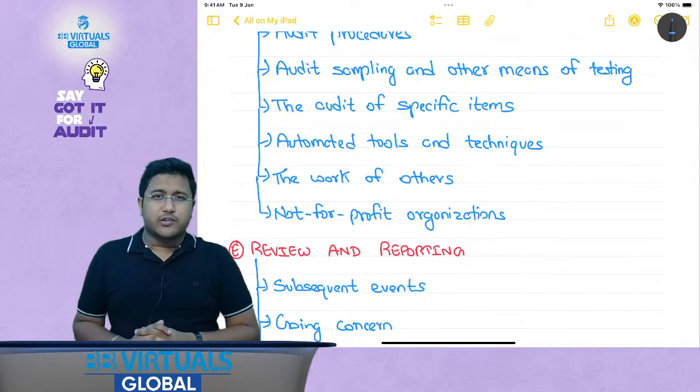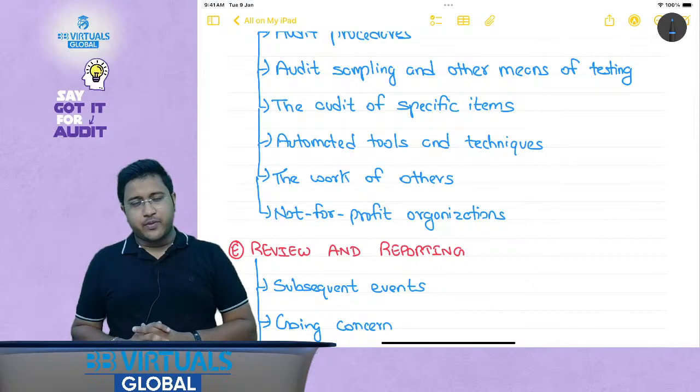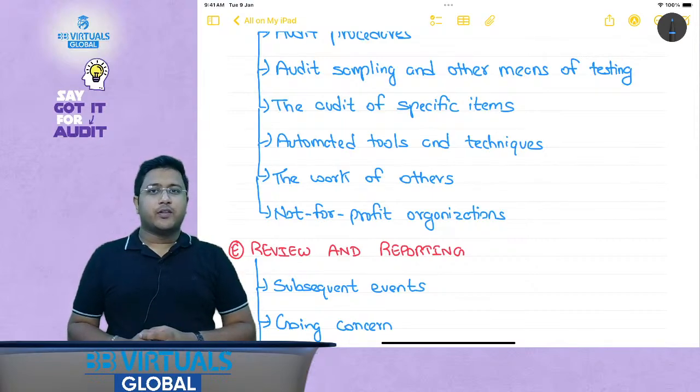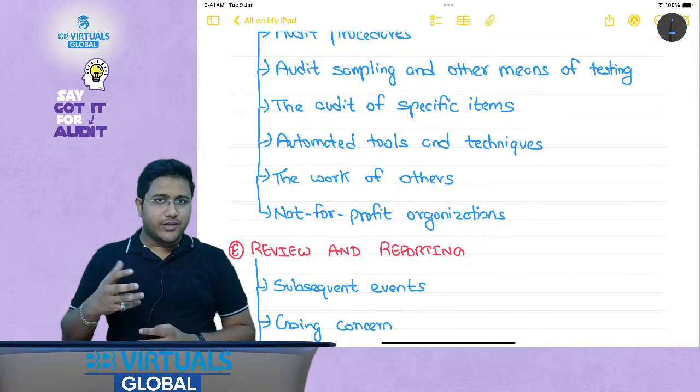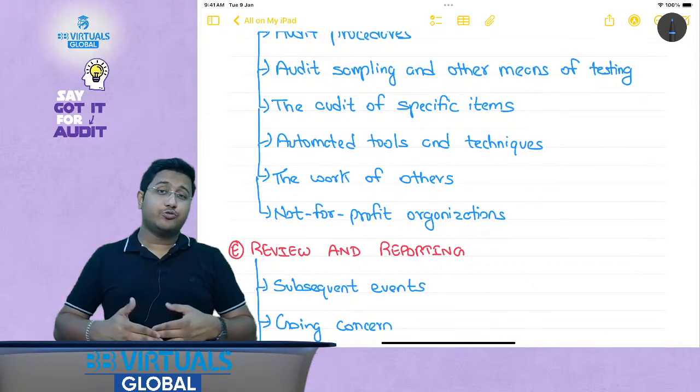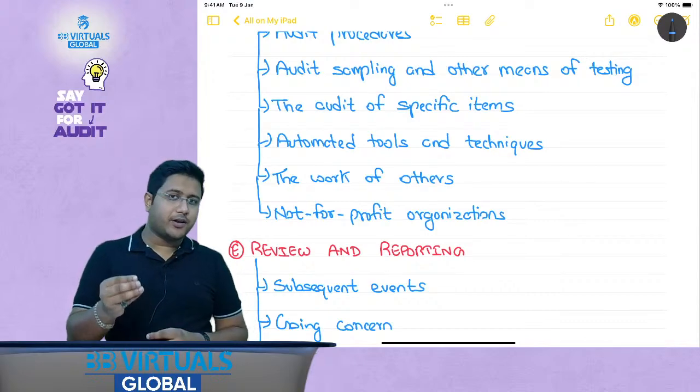Now the work of others. Who are these others? See, my dear friends, whenever you think that there are other people not present, generally they are present. Okay, so in case of audit also you might think that it is only done by the auditor, but no, other people are always present.